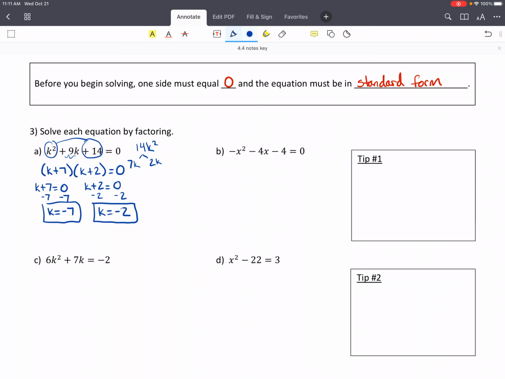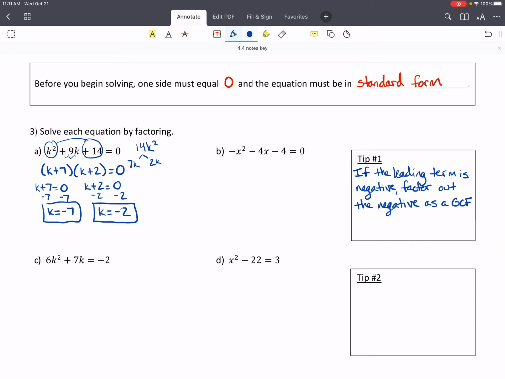Part B over here, when I look at this one, I want to remind you that the first thing we look for is a greatest common factor. And some people might not think this has a greatest common factor, but I just want to remind you that if the leading term is negative, factor out the negative as a GCF.